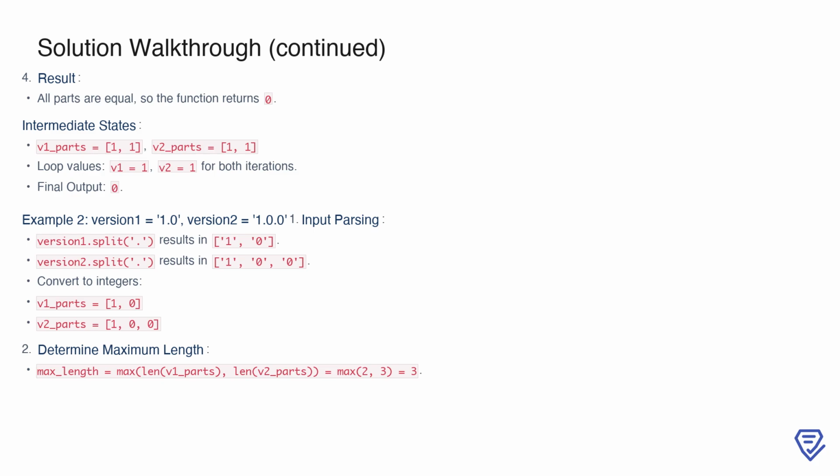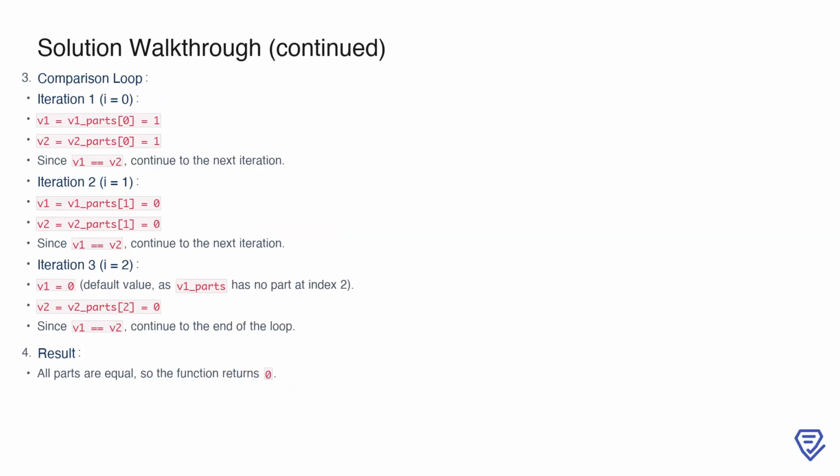Shifting our focus to the second example, version 1 is 1.0 and version 2 is 1.0.0. After parsing, splitting the strings results in [1, 0] for version 1 and [1, 0, 0] for version 2. Converting these to integers gives v1_parts as [1, 0] and v2_parts as [1, 0, 0]. The maximum length is determined to be 3, because version 2 has 3 components while version 1 has only 2. We now proceed to the comparison loop for this example.